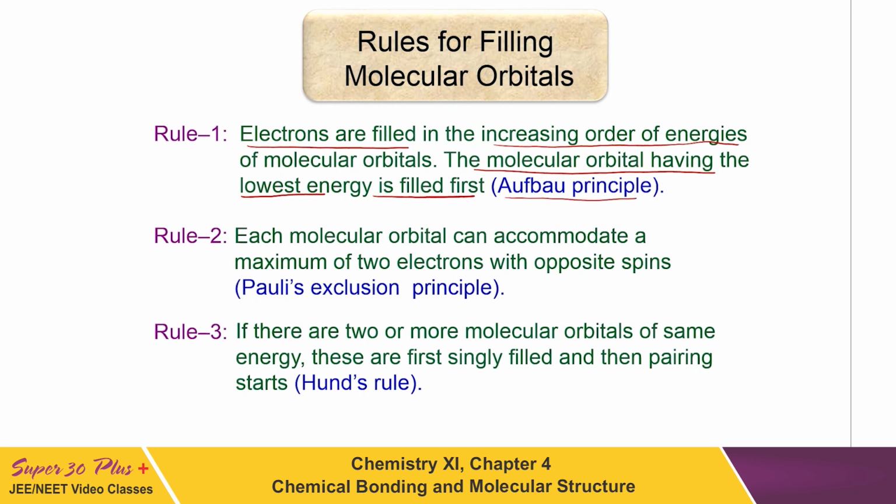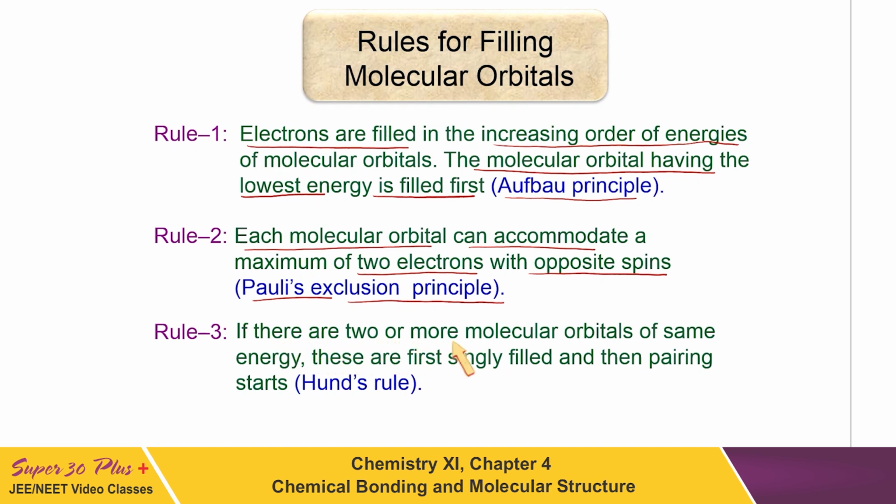Now, according to the Pauli's exclusion principle, how many electrons can we accommodate in any orbital? I'm talking about the atomic orbitals while we studied the valence bond theory. The answer was 2. Same here. Each molecular orbital can accommodate a maximum of 2 electrons, and that too only if they have opposite spin, according to the Pauli's exclusion principle.